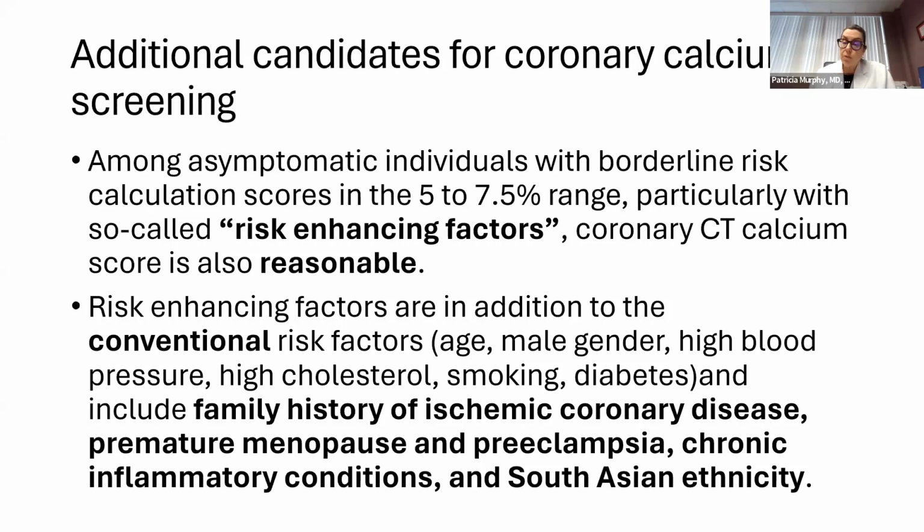So a family history of ischemic heart disease, premature menopause and preeclampsia, chronic inflammatory conditions like psoriatic arthritis or rheumatoid arthritis, and South Asian ethnicity are all considered risk-enhancing factors that help to decide who is a candidate for coronary CT calcium score if they have no symptoms and want to optimize their risk.